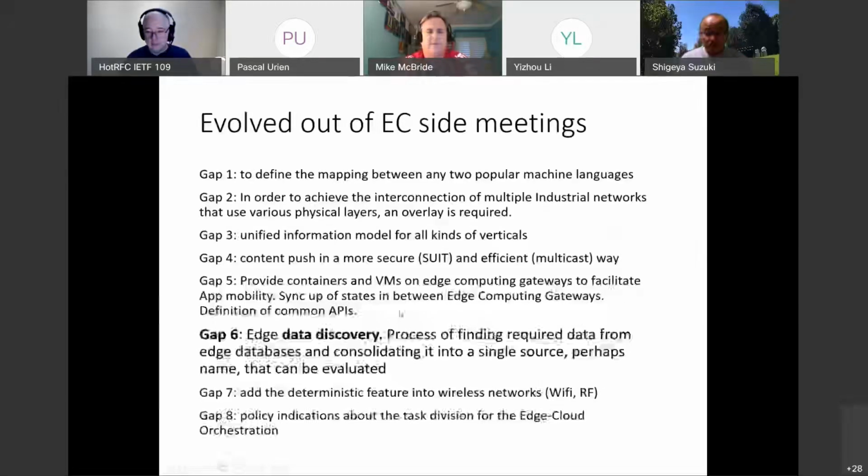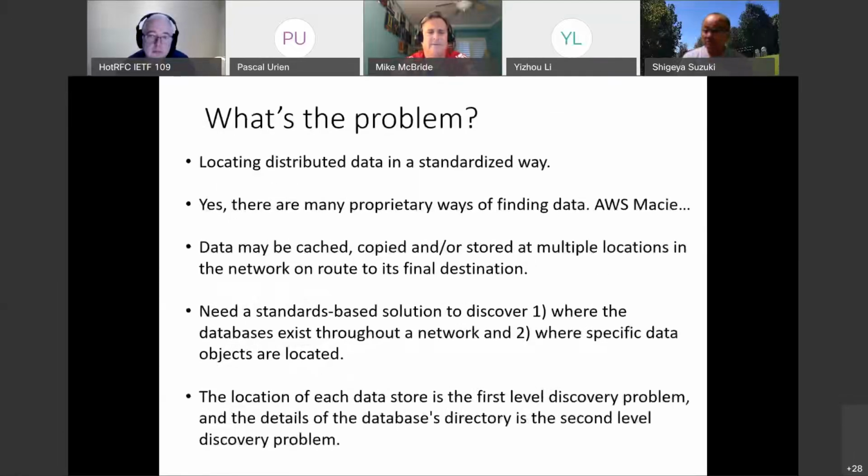This did evolve out of a series of edge computing side meetings. This is not edge computing specific, but in these edge computing side meetings, we identified a variety of gaps. And one of those gaps was data discovery: discovering data that's distributed across the edge, and how to find that data across different edge databases and needing to evaluate that. So that's how this was created.